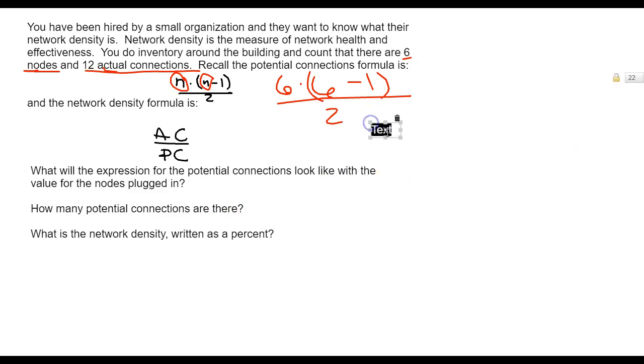If you need to type this in, we do 6 times, is the star symbol on the keyboard, parenthesis 6 minus 1, divide is the / symbol. So that's this typed in.